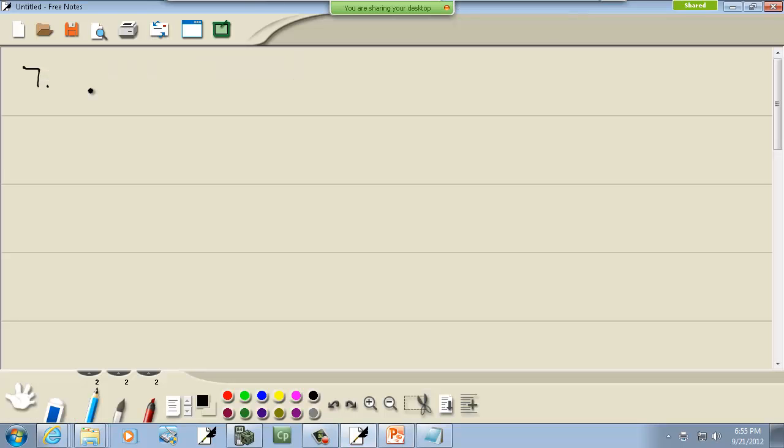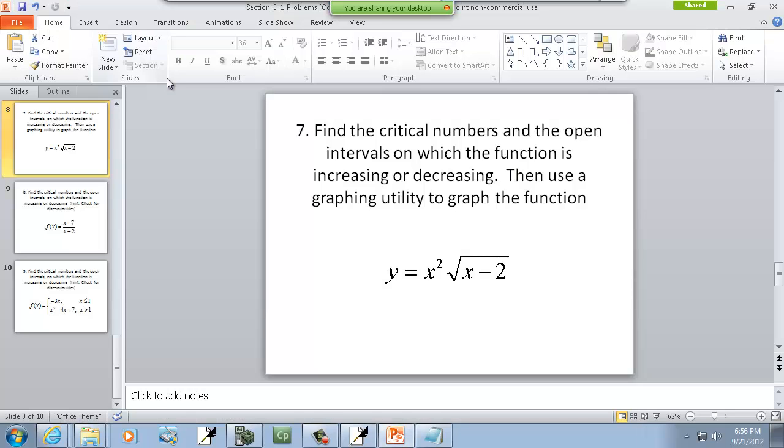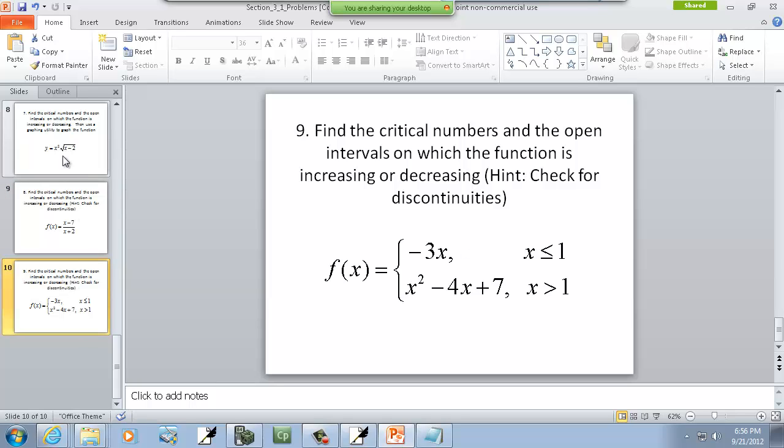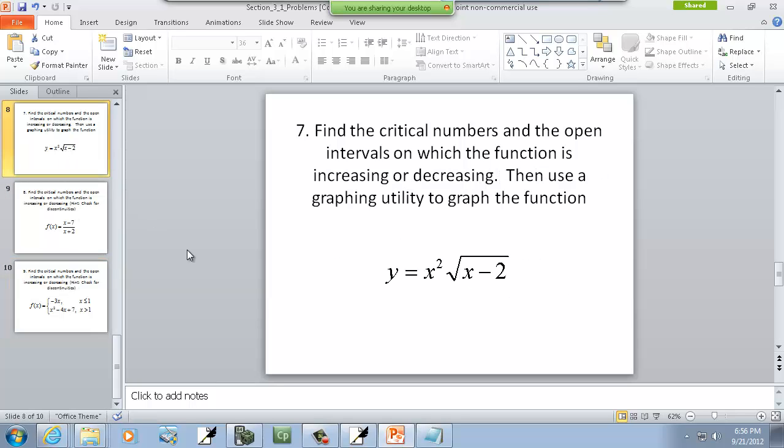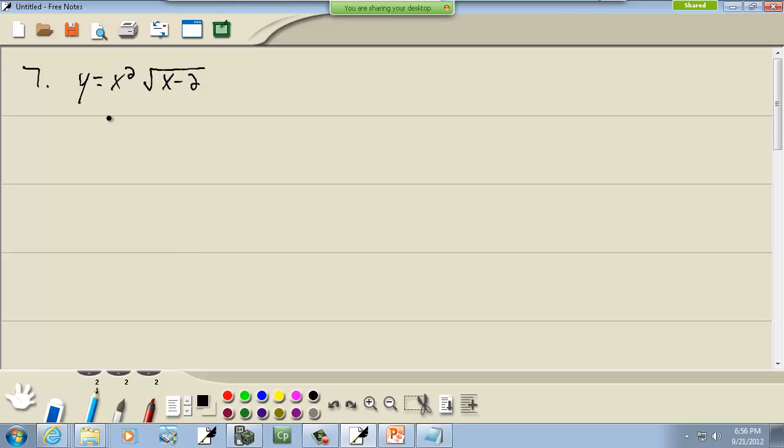Okay. So I got y is equal to x squared times the square root of x minus 2. Same instructions. I think instructions are the same in all of these. Well, we need to find the derivative. And again, we don't work well with radicals, so we're going to rewrite the square root of x minus 2 as x minus 2 to the 1/2.